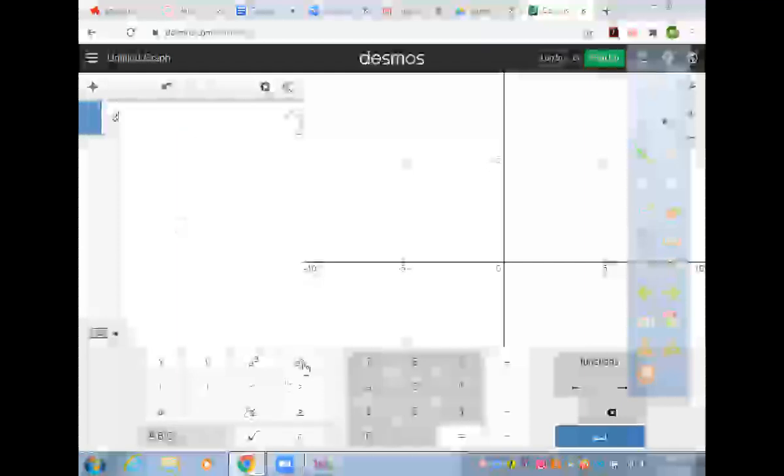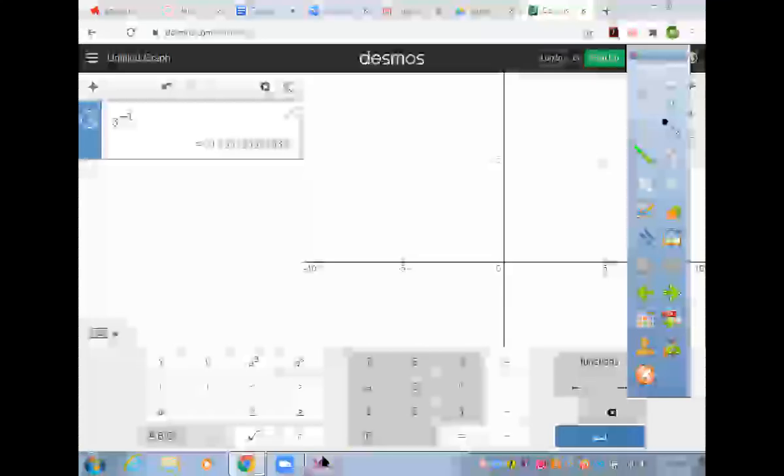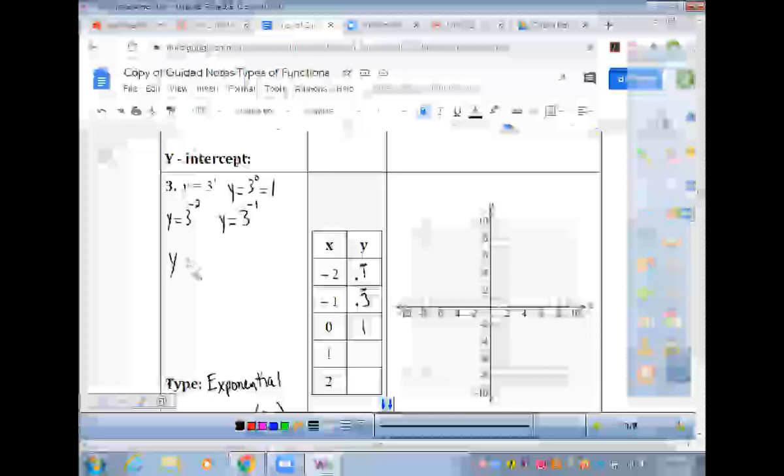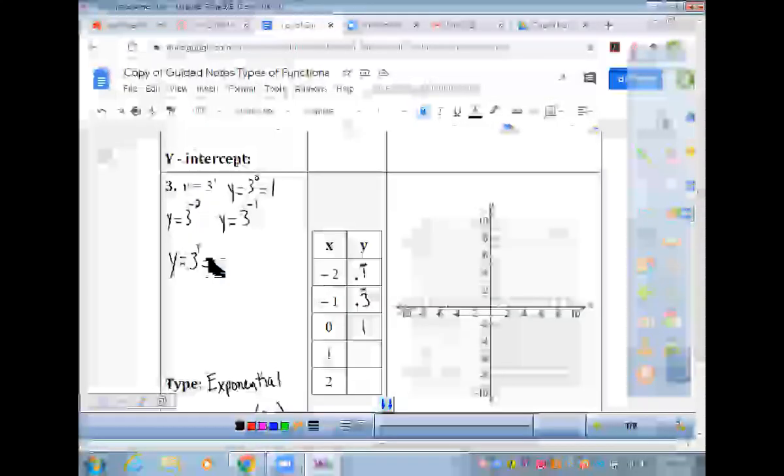3 to the -1 is 0.3 repeating. Then I've got to do 1. So 3 to the first power is 3. And then the last one is 3 to the second power, which is 9.